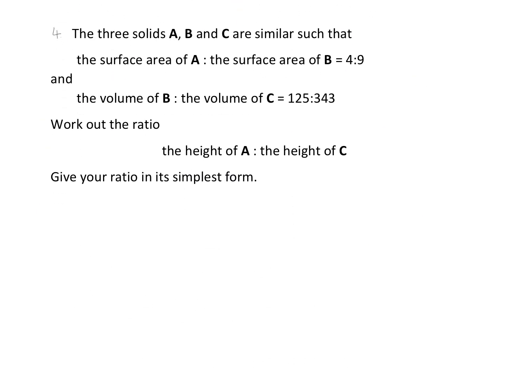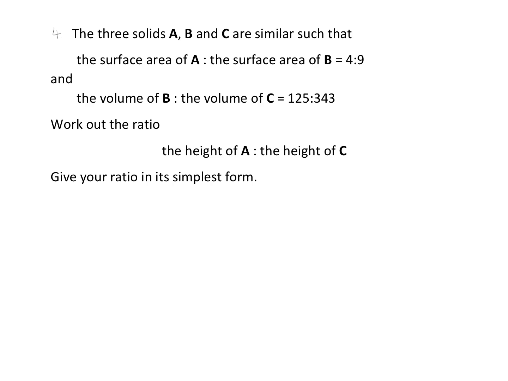Question 4. The three solids A, B, and C are similar such that the surface area of A to the surface area of B is 4 to 9. That's the ratio of the surface area of A to B, 4 to 9. And the volume of B to the volume of C has this ratio here, 125 to 343. We have to work out the ratio of the height of A to the height of C, and give the ratio in its simplest form.